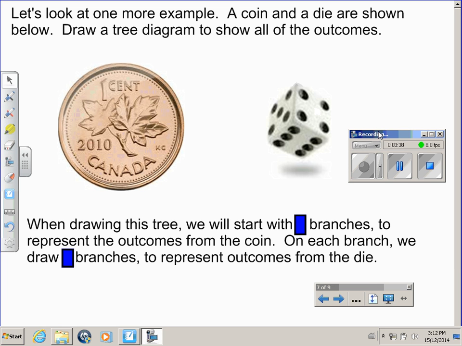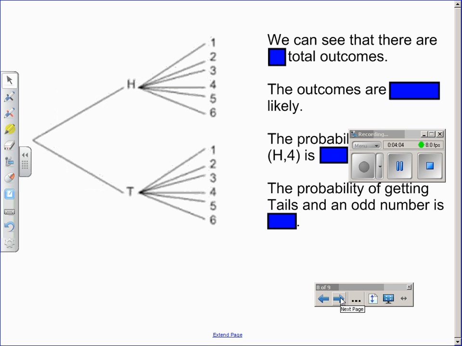Let's look at one more example. A coin and a die are shown below. Draw a tree diagram to show all of the outcomes. So when drawing this tree, we will start with 2 branches to represent the outcomes from the coin. And on each branch, we draw 6 branches to represent the outcomes from the die. And here's what we get.